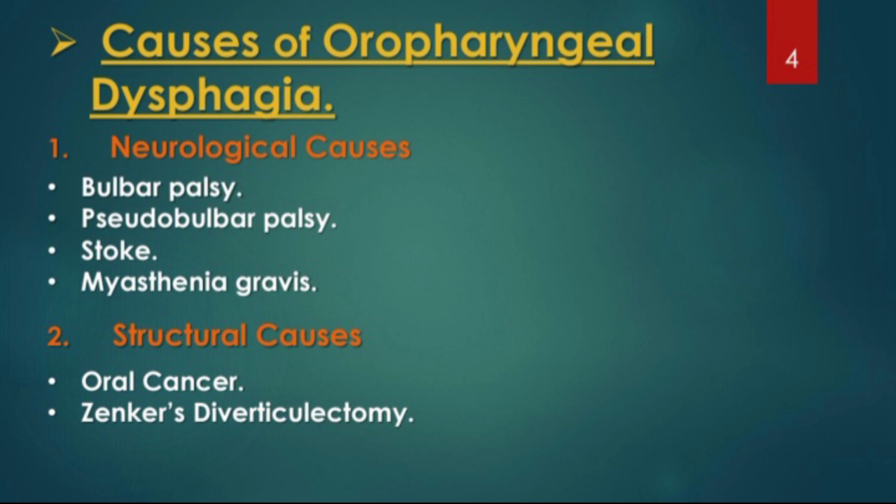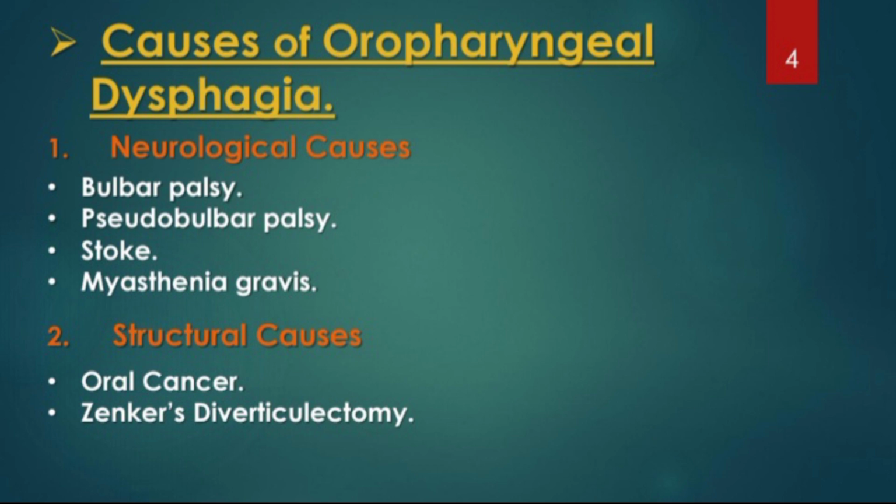Number two is pseudobulbar palsy. Pseudobulbar palsy is the upper motor neuron lesion of cranial nerves 9, 10 and 12. And stroke. In stroke also the muscles get paralyzed, so swallowing gets difficult. And number four is myasthenia gravis. Myasthenia is basically a problem in the neuromuscular junction.